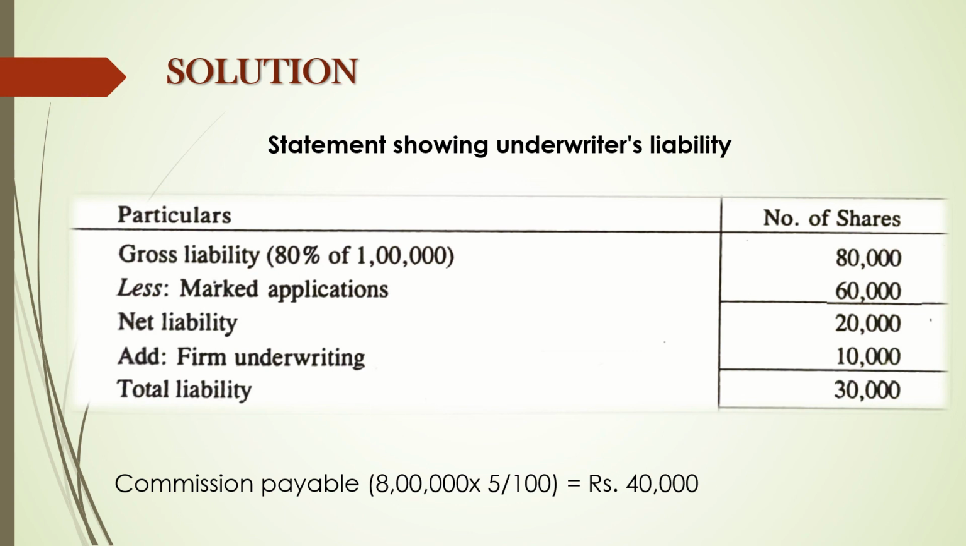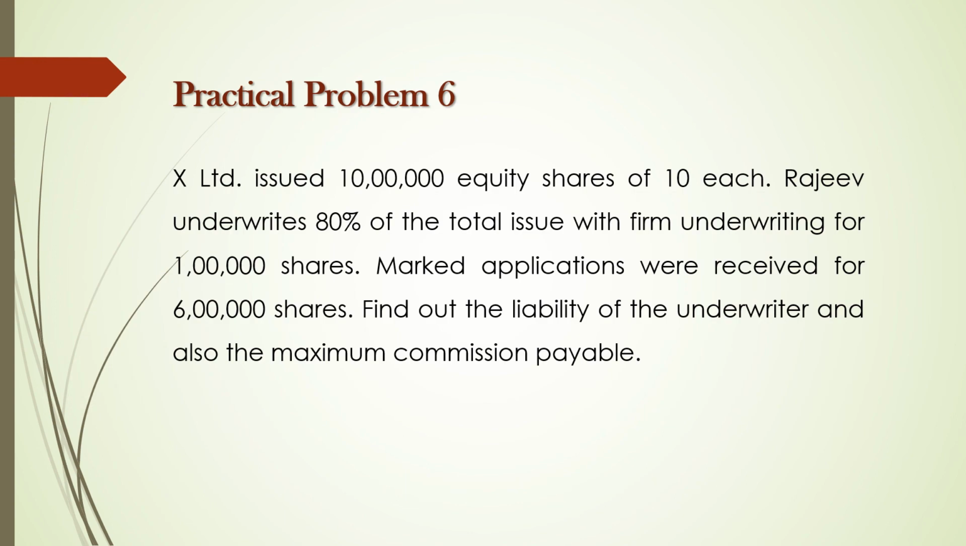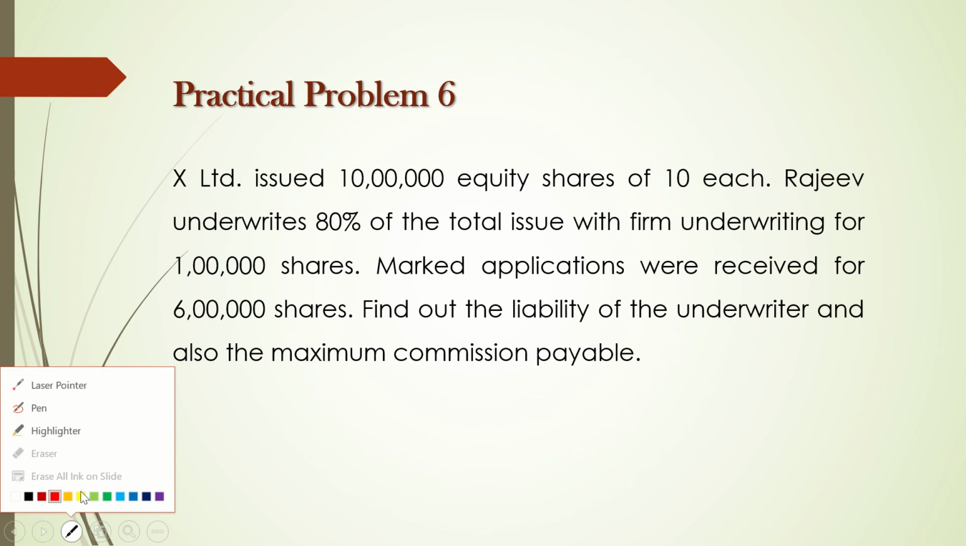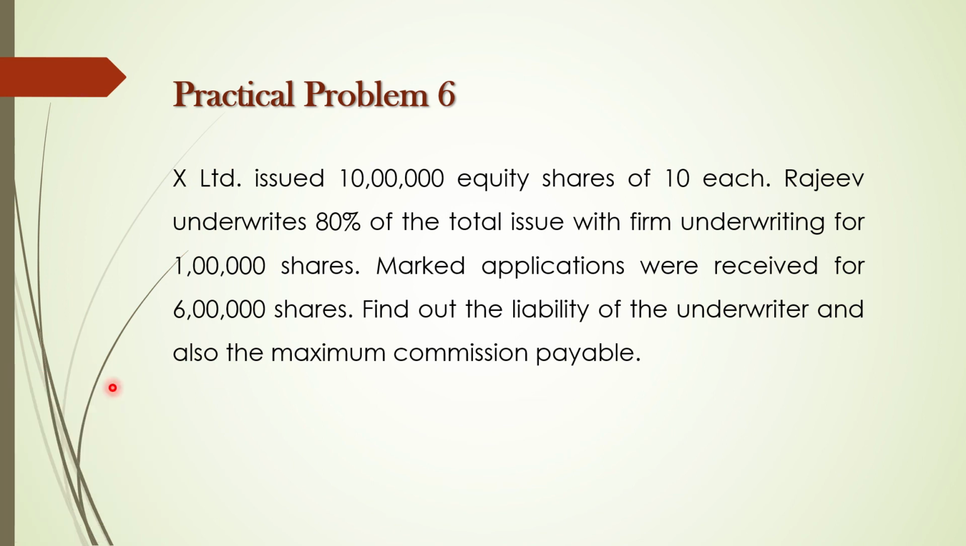Now let's see another question. A practical problem 6. This is more or less similar to the first question, but let's see how to work it out. X Limited issued 10 lakh equity shares of rupees 10 each. Rajiv underwrites 80% of the total issue with firm underwriting for 1 lakh shares. So here also partial underwriting is there, and firm underwriting is there. Marked applications are 6 lakh shares. Find out the liability of the underwriter and also the maximum commission payable.